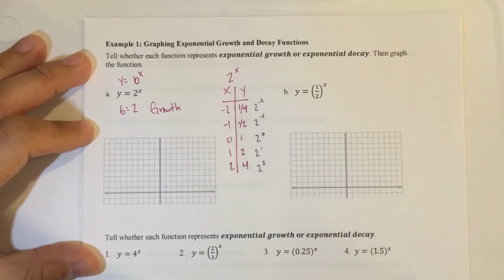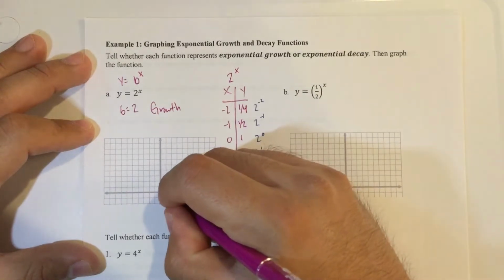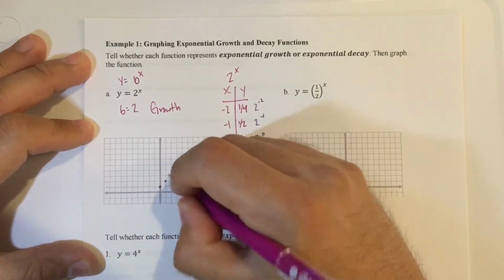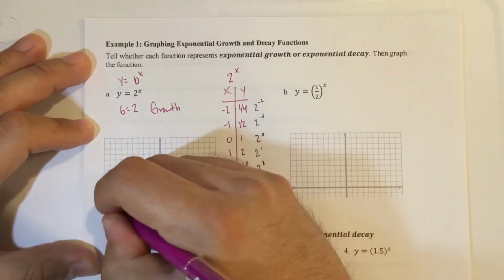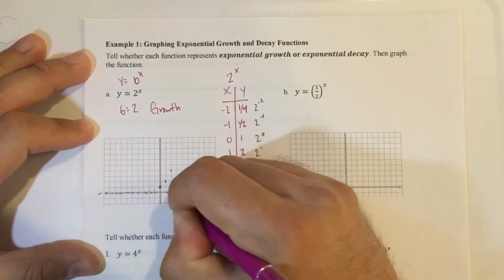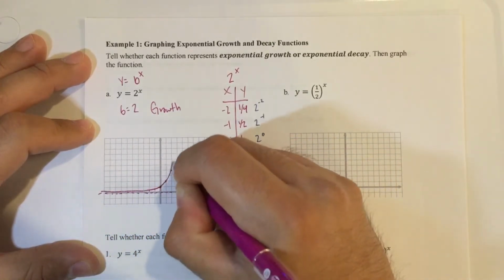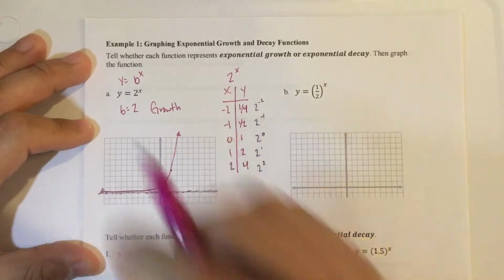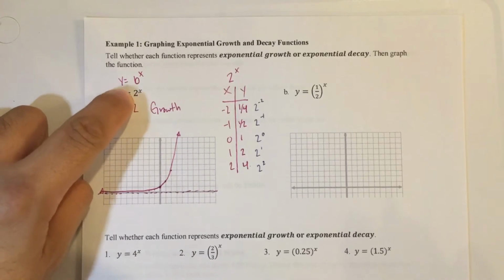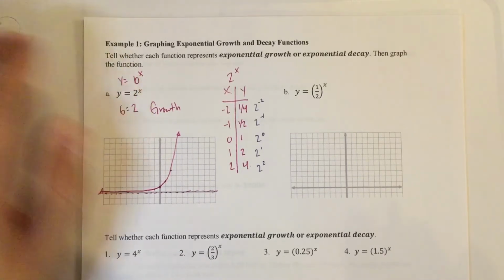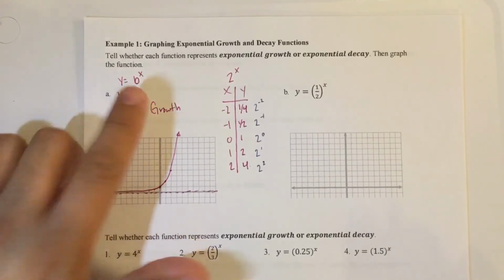Now we just take these points and graph them: 0, 1, 1, 2, 2, 4, negative 1, 1/2, and negative 2, 1/4. And I know there's an asymptote here because there are no transformations moving it up or down. Then I just draw my graph the best I can, trying to get through these points. Once again, you just look at the b value. If it is greater than 1, it is growth. If it is between 0 and 1, it is decay. You can always tell the b value because it's the number raised to the power of x.